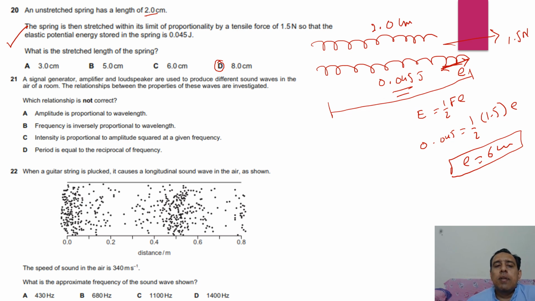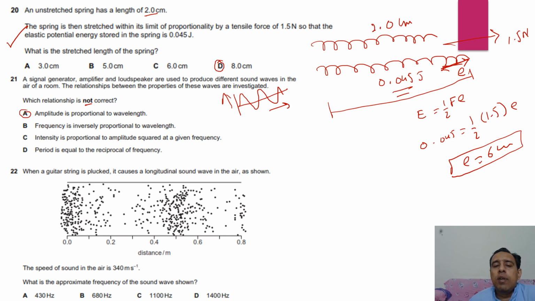A signal generator, amplifier, and loudspeaker are used to produce different sound waves in the air room. The relationship between the properties of these waves is investigated. Which relationship is not correct? The amplitude is proportional to the wavelength. No, it is wrong, because the amplitude and the wavelength have nothing to do with each other in terms of proportionality. So straight away this is the correct answer, because not correct is required.